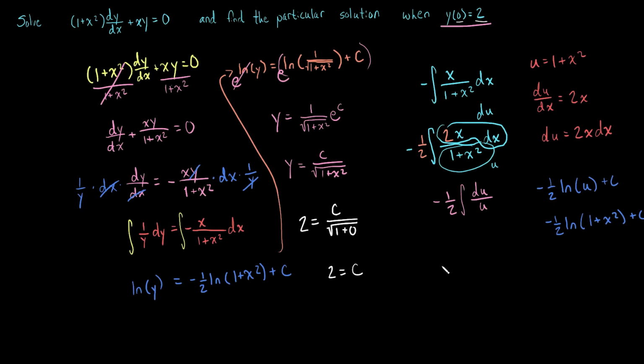Now that we know that, we can substitute in our value for c, and we get y is equal to 2 over the square root of 1 plus x squared. And that is how we solve two different problems for when we want to find the particular solution, also referred to sometimes as an initial value problem.